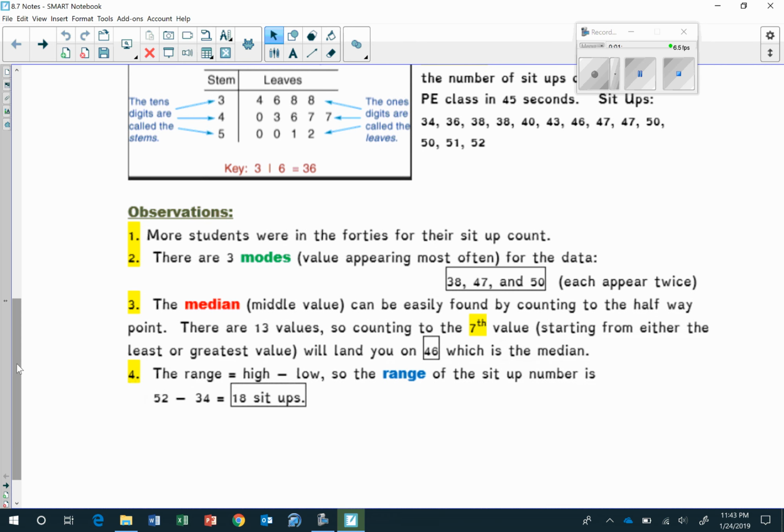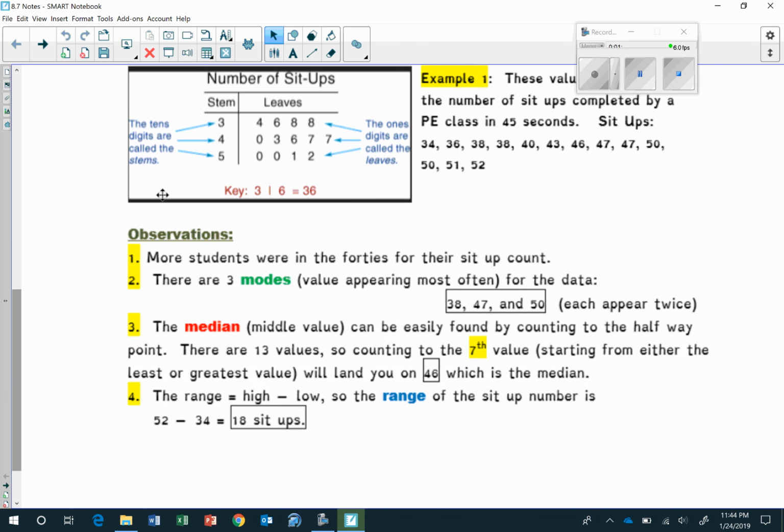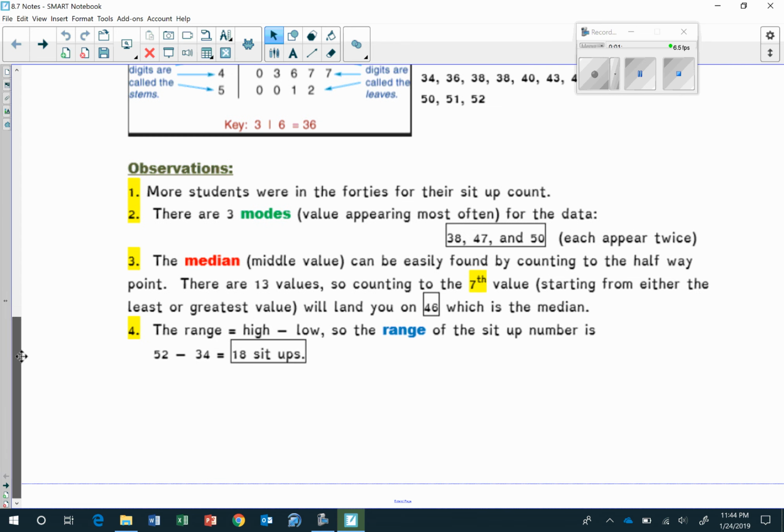The median value can be found by counting to the halfway point. So you can just work your way to the middle and figure out that our median would be 46. And then the range is also really easy to find because you just take your biggest value, 52, subtract your smallest value, 34, to get a range of 18.